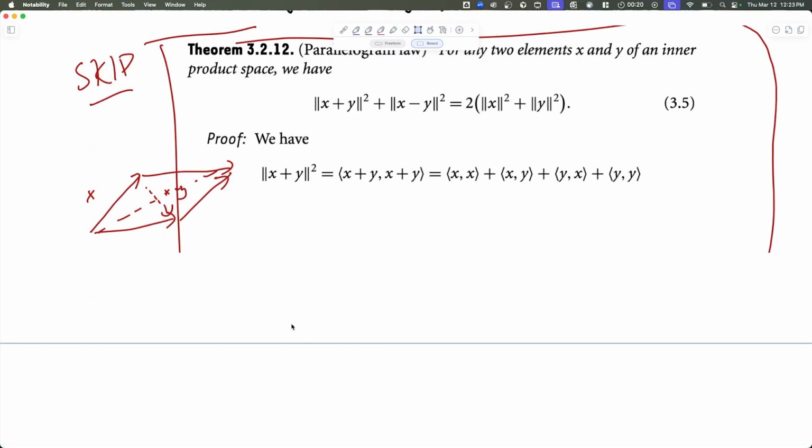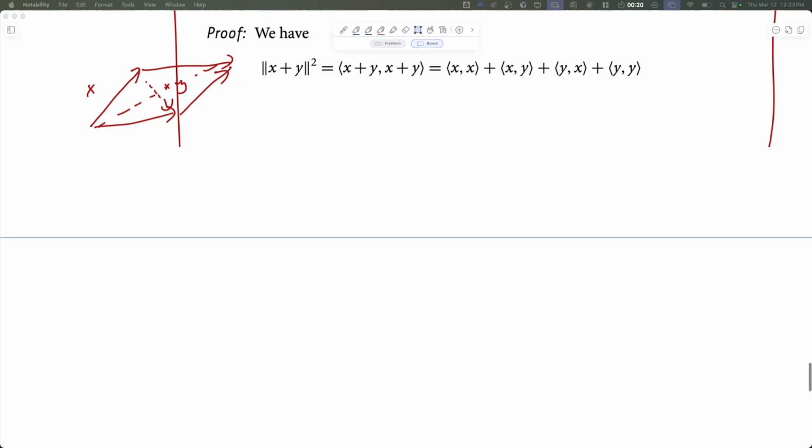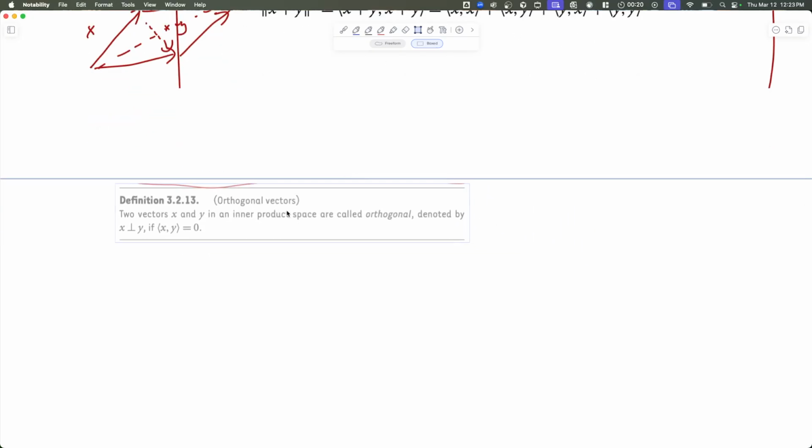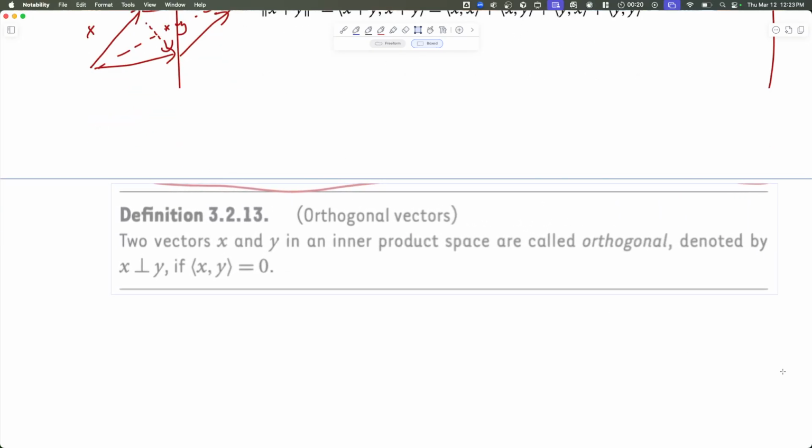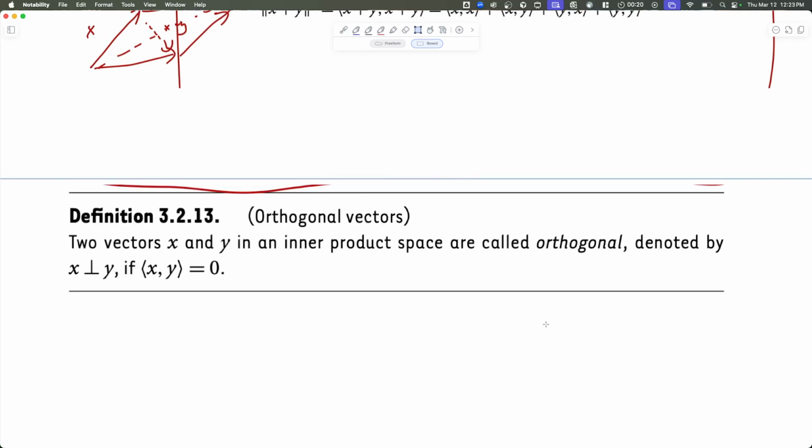What else can you do in an inner product space? Here's an extremely important definition that we will use all the time and will be a cornerstone of everything we're doing: the so-called orthogonal vectors. Two vectors are orthogonal when their inner product is 0. Let's do some examples.